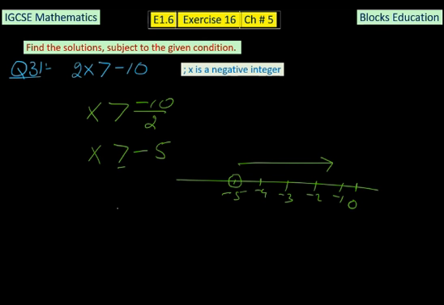So that's it. It means x will be equal to minus 4, minus 3, minus 2 and minus 1. You cannot include minus 5 because it's not equal to, it's only greater than. That's why we have put an open circle on minus 5. So this is the answer.